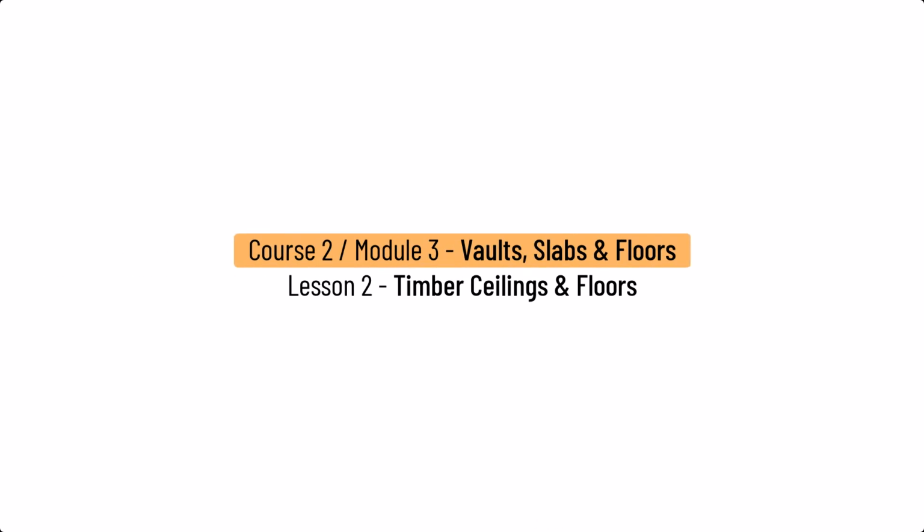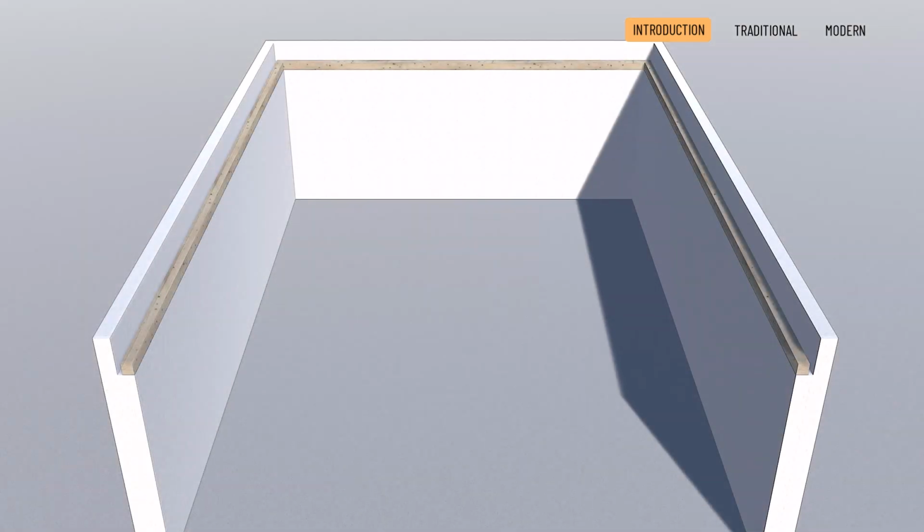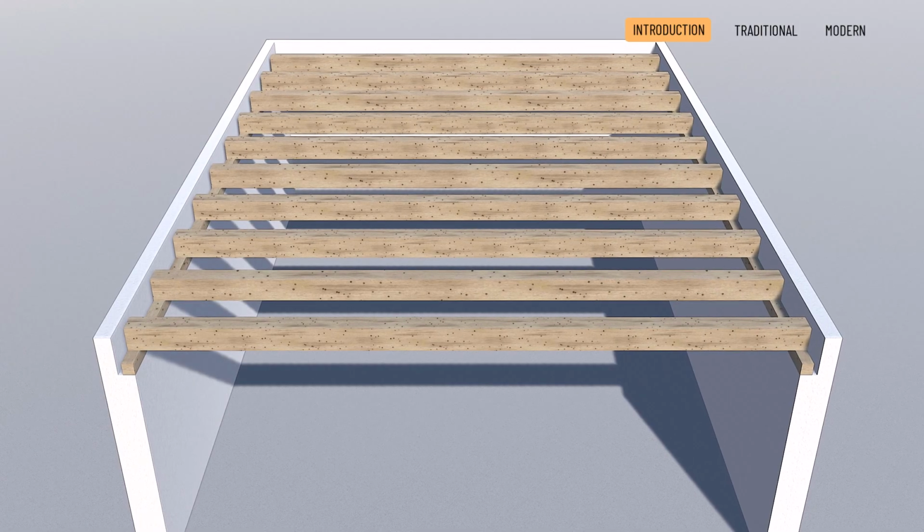Vaults, slabs and floors. Lesson 2. Timber ceilings and floors. Wood was the most widely used material for ceilings and floors until the early 20th century.